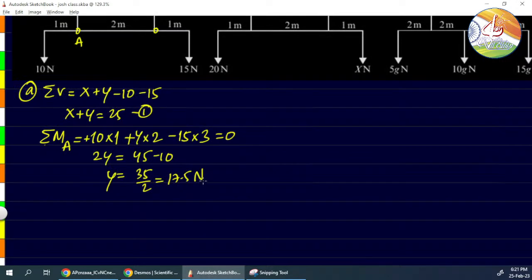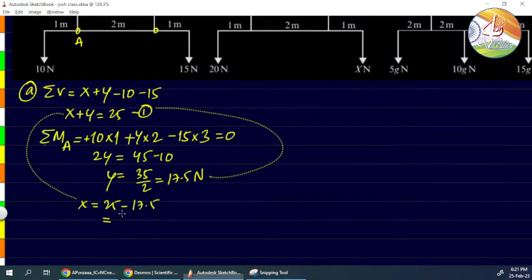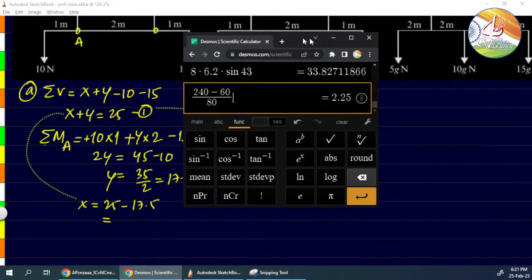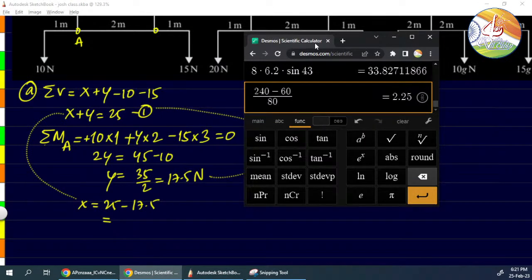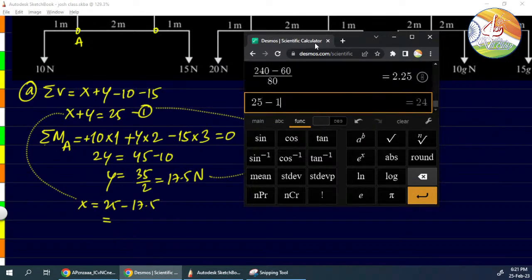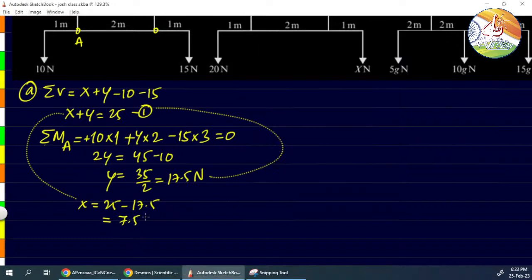Then if you substitute this value back here, we will get the value of x as 25 minus 17.5. How much do we get? It's slightly confusing. Let's do it. 25 minus 17.5 is 7.5. So x and y both values we found.